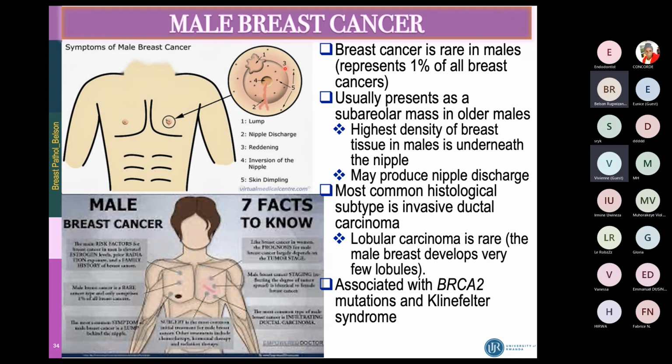They have a small breast tissue. If he has breast cancer, it is very easy to metastasize.